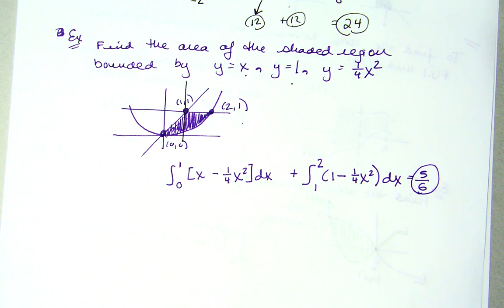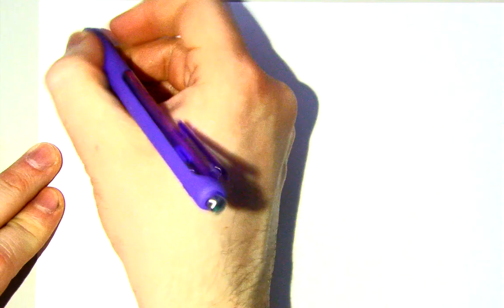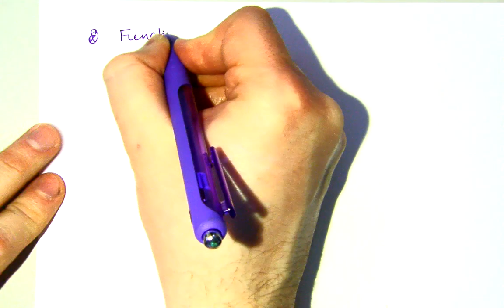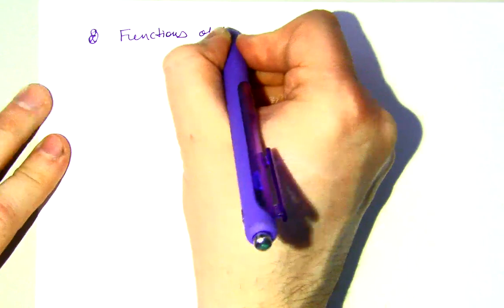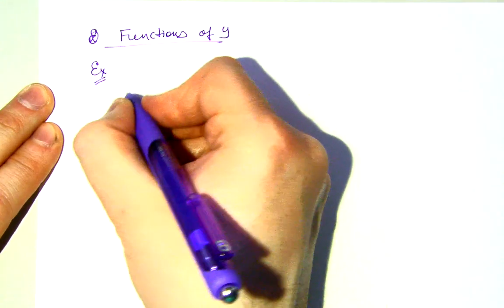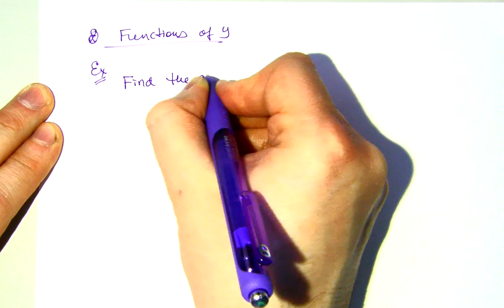Okay, there's one other weird thing we have to look at. And we're going to call these things functions of y. We're going to do an example and then kind of generalize what we're seeing here.